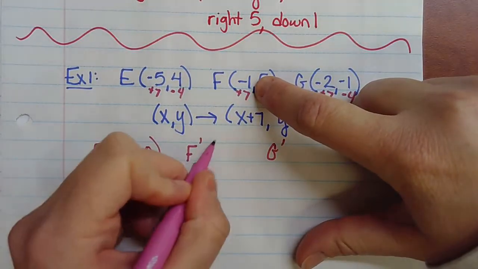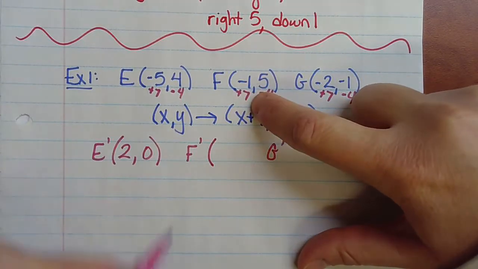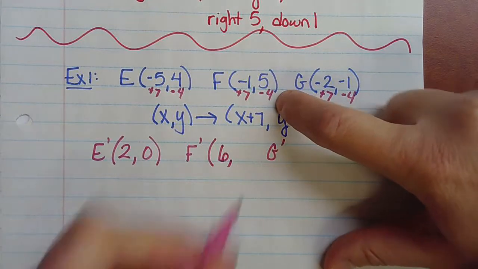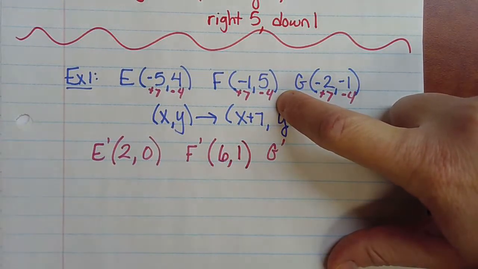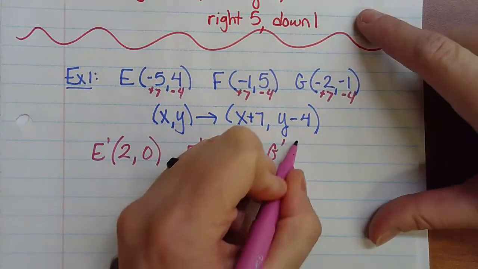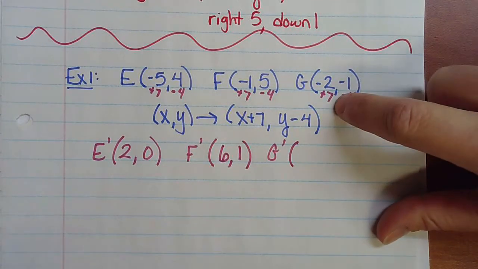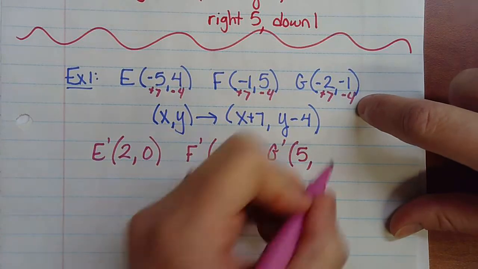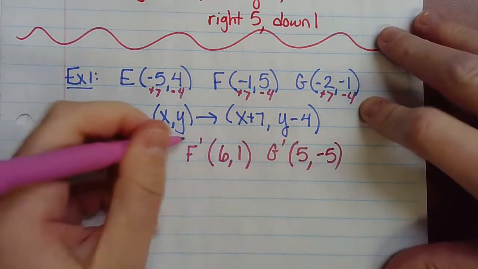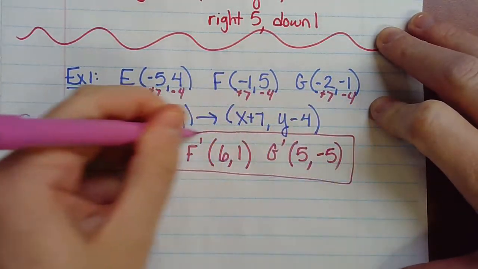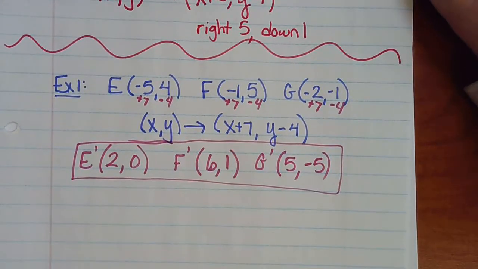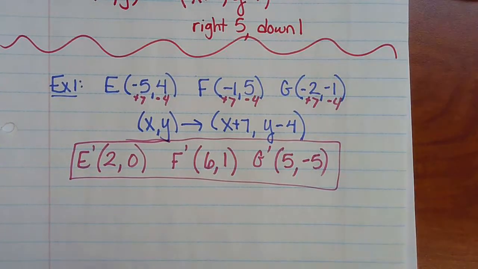For F prime, I take negative 1 plus 7, and I get 6. And I take 5 minus 4, and I get 1. And then for G prime, I take negative 2 plus 7, and I get 5. And then negative 1 minus 4 is negative 5. And that's it. Do you want to see another example, or does that make sense? It's pretty easy, right? Just adding and subtracting.